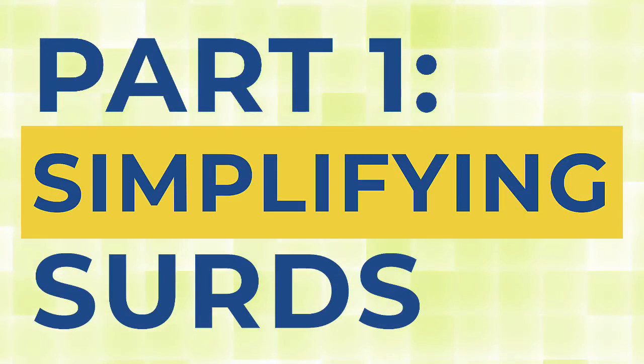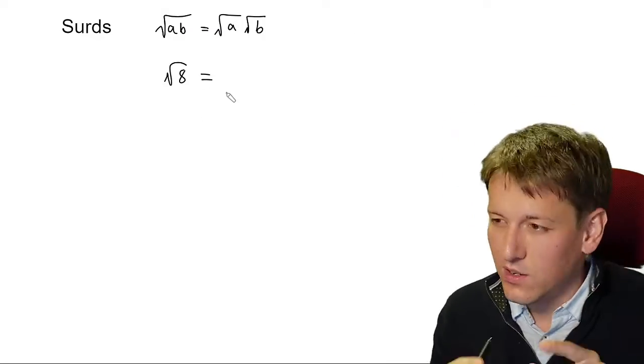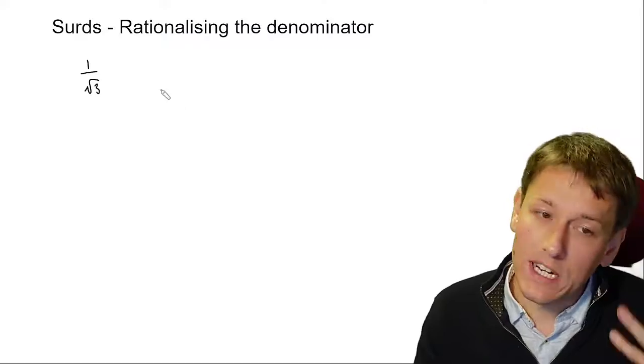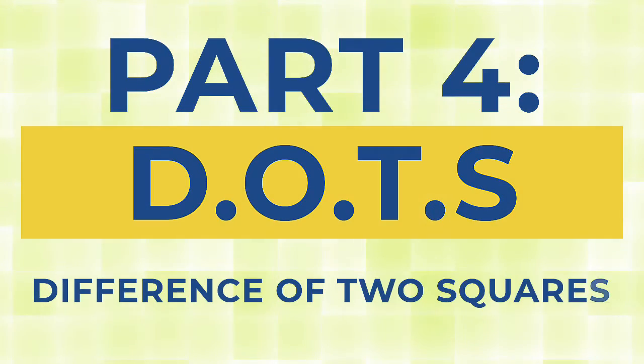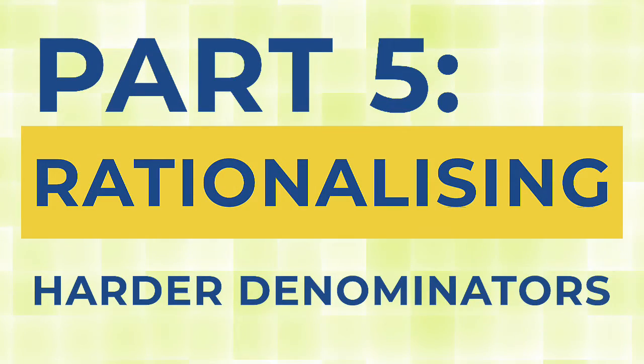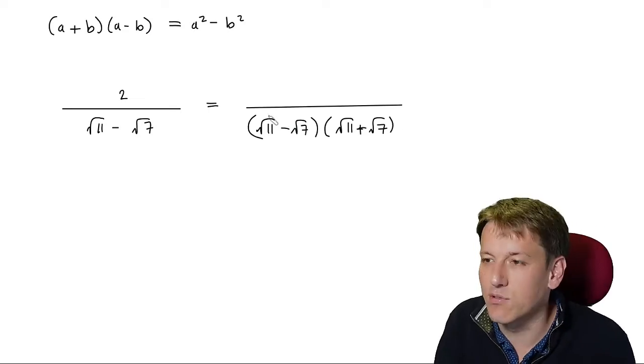In part 1, we'll cover the fundamental rules of multiplying, dividing and simplifying surds. Then in part 2, I'll show you how to use the algebra you already know to multiply surd expressions easily. Part 3 is about rationalising denominators in the simpler cases, and then we'll break down the difference of two squares formula in part 4, which is essential for the most advanced techniques in part 5, where we will tackle rationalising denominators in tougher cases.